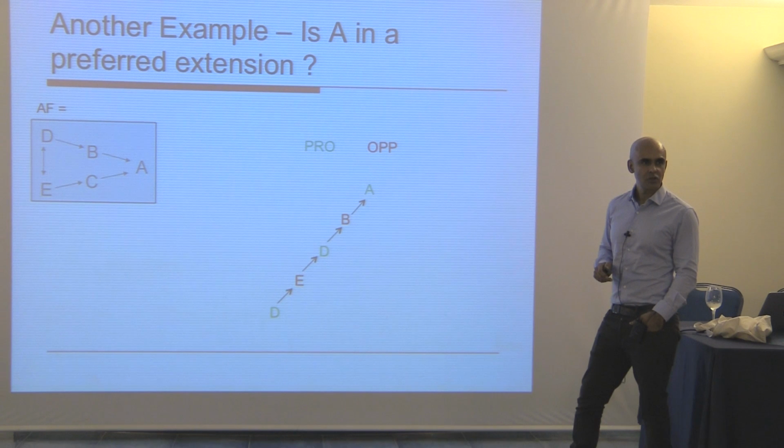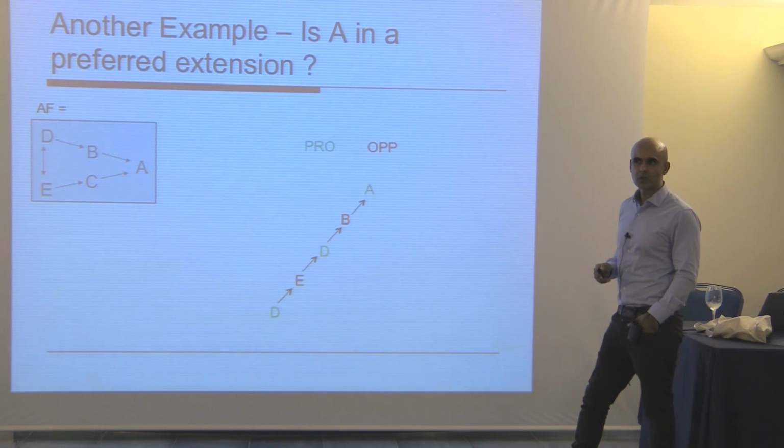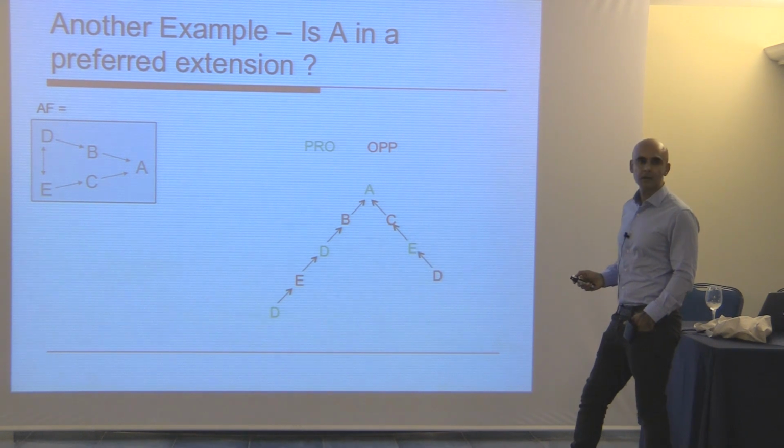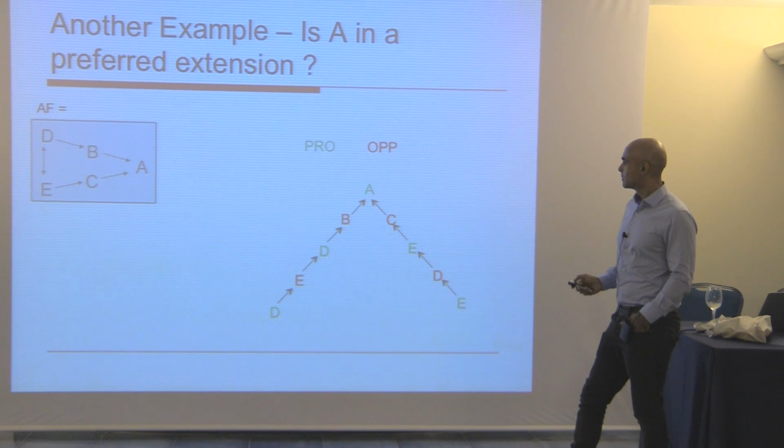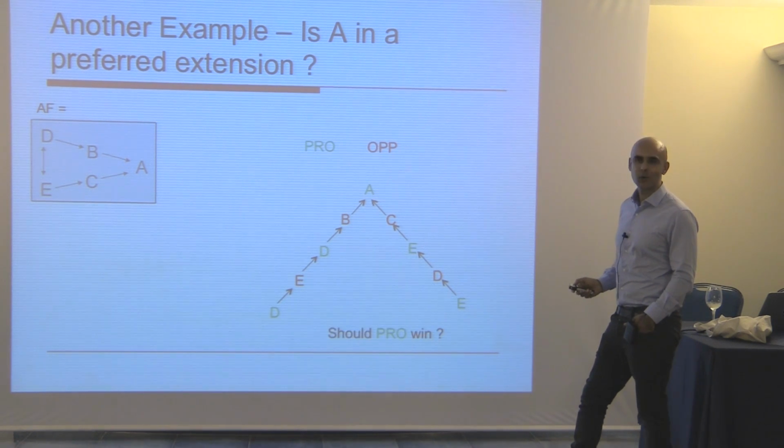Now at this stage, what can op do? Backtrack and say, okay, I've got another possible counterattack to your A, C. And pro moves E, D. And pro repeats E, if allowed to in the preferred game. Now op can't counterattack. So pro has won, right? A is in a preferred extension. Should pro win?